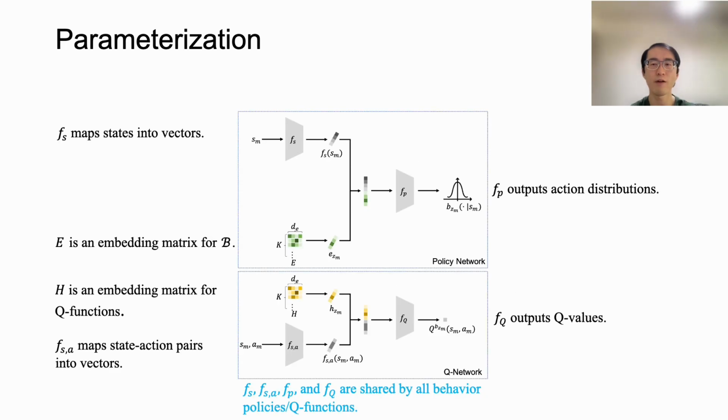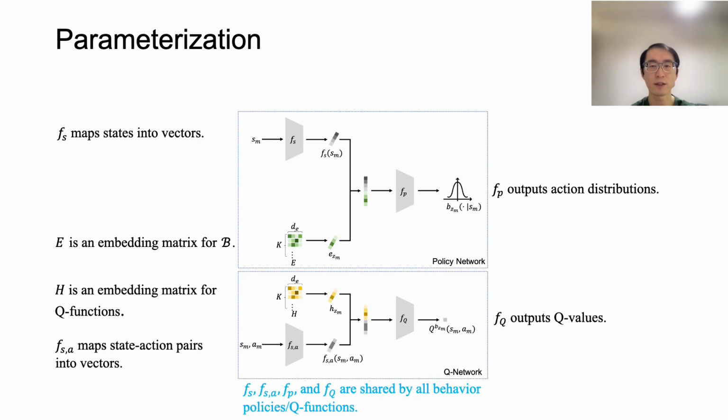Now I will explain how we parameterize this model. Although we try to estimate k behavior policies, learning k different networks is too expensive, and that won't allow us to explore information that is common to all behavior policies. So we learn the embedding matrix E for the policies and share neural networks among them. Each row of E represents a policy.